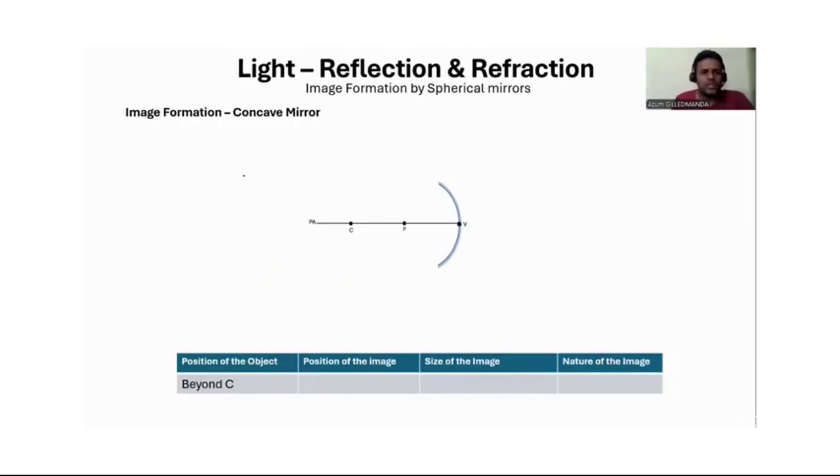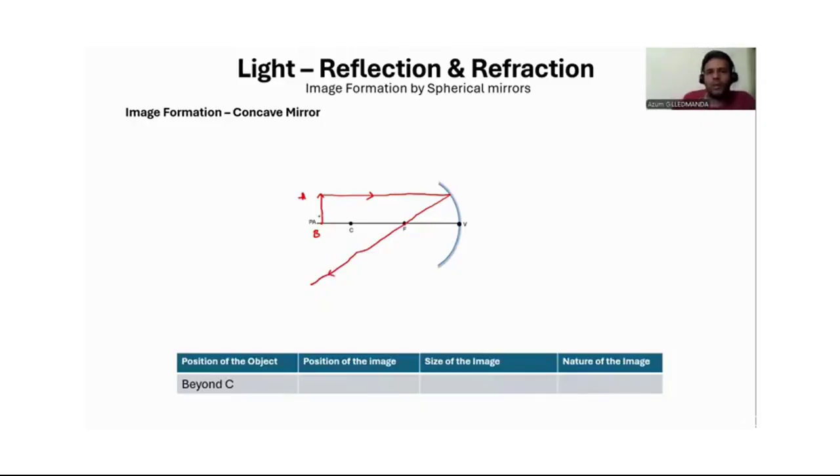Now, the object is beyond C, so beyond the center of curvature actually. So let's say I have an object AB, and a parallel ray is falling onto the concave mirror. How should it go? It should reflect through the focus, right? So this is the reflected ray.